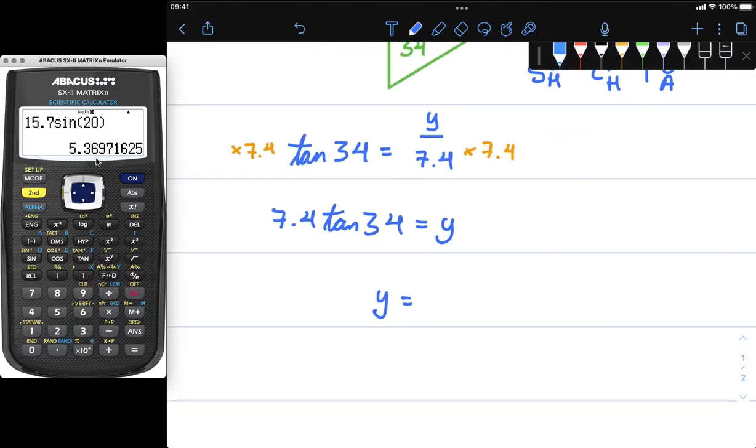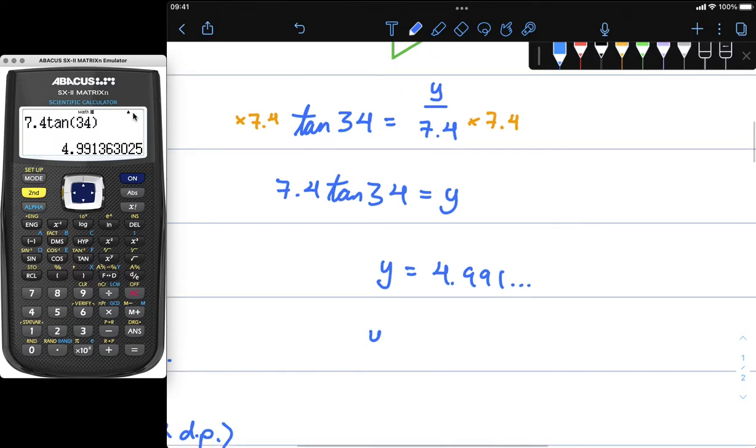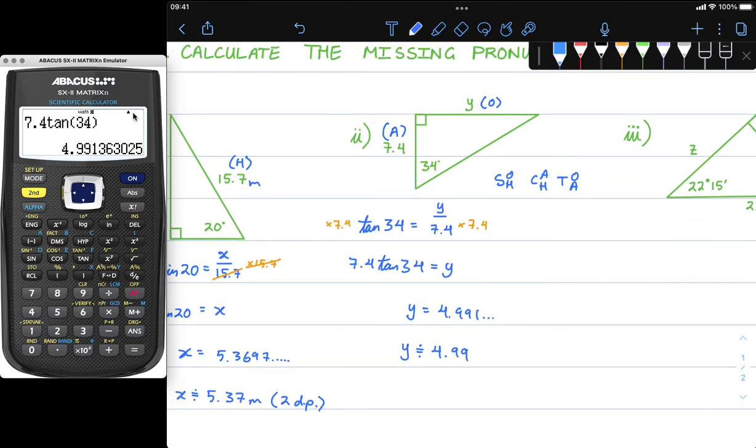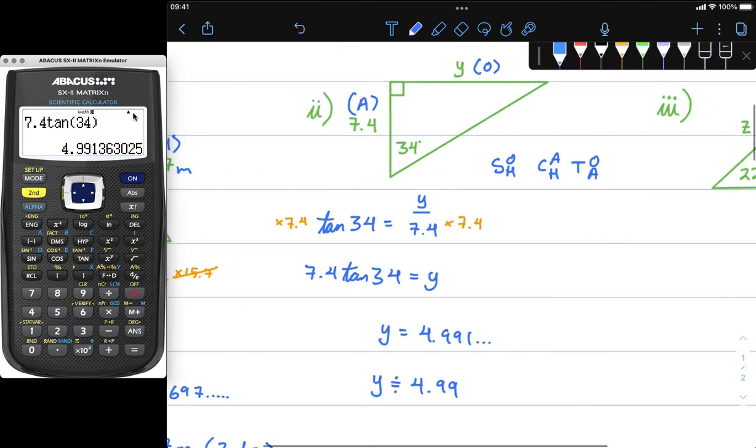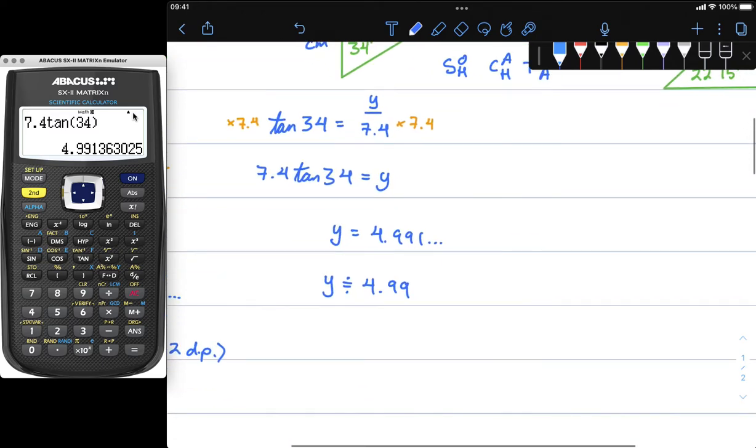Y is equal to, and then go into our calculator, 7.4 tan 34, closing brackets, equals, get 4.991. And for our final answer, we'll round it off to 2 decimal places, 4.99. And once again, remembering if it's in centimeters or meters or whatever it is. So if the question were in centimeters, we write down centimeters as well. And we'll indicate how many decimal places we rounded to.